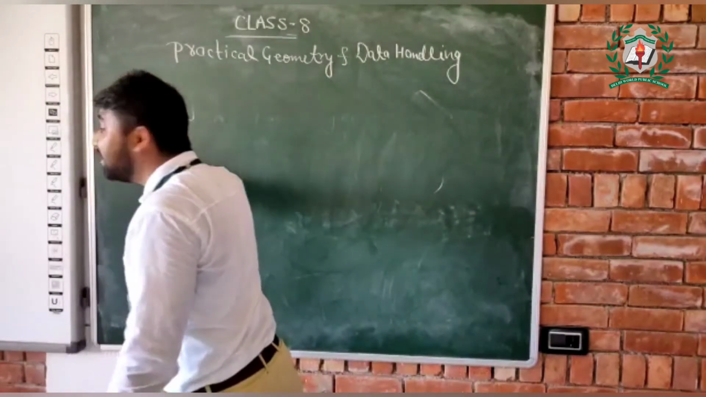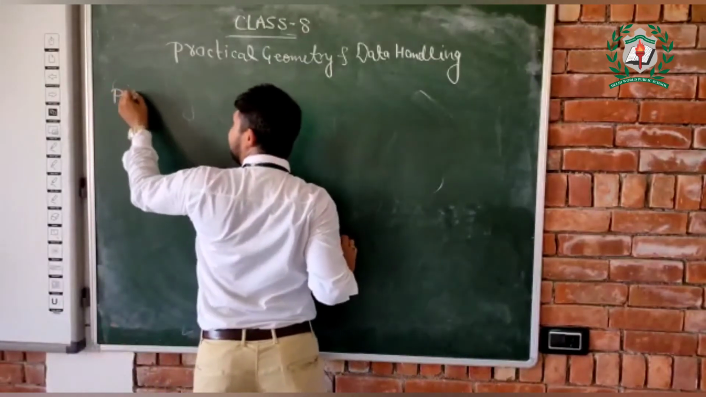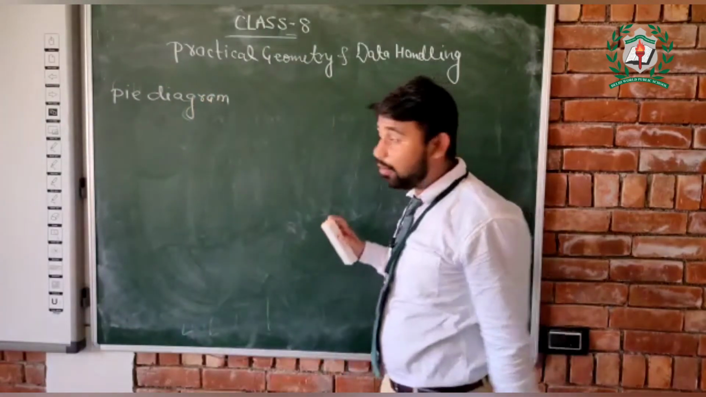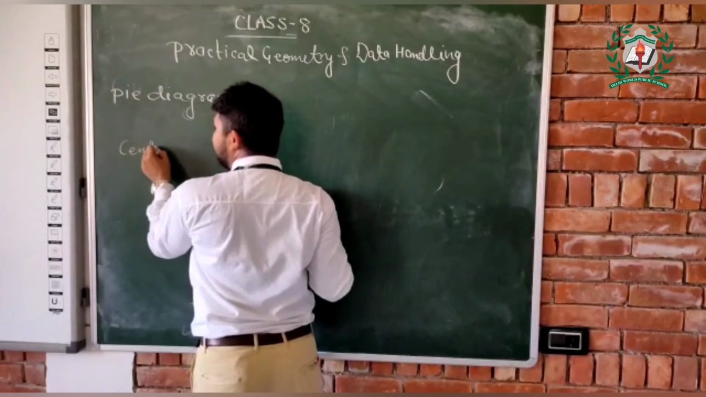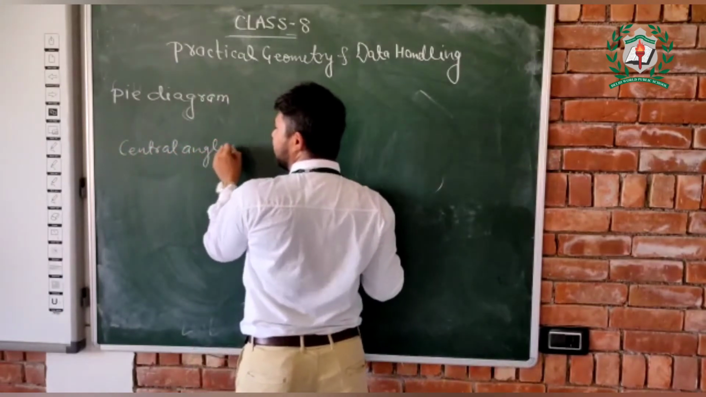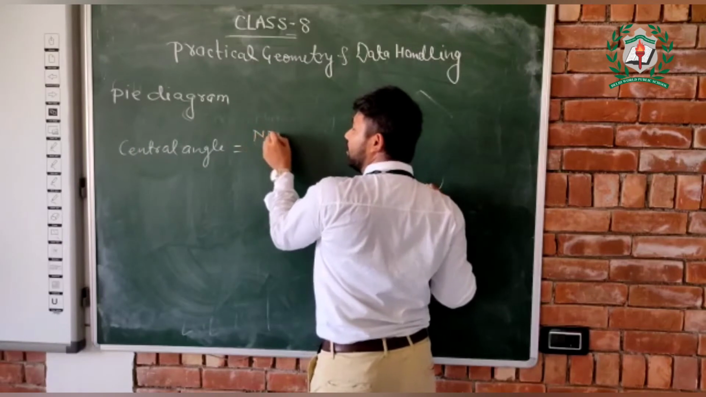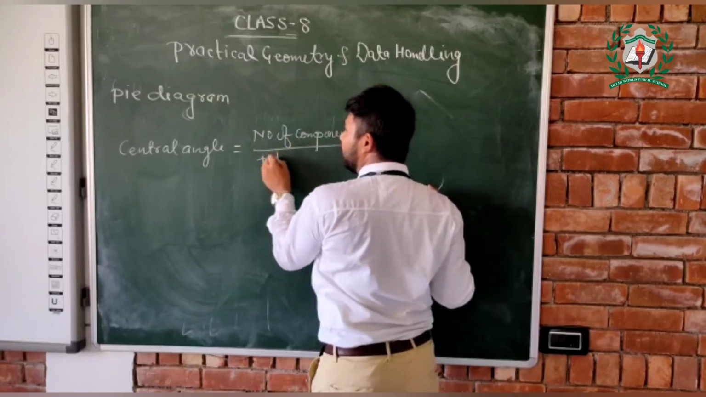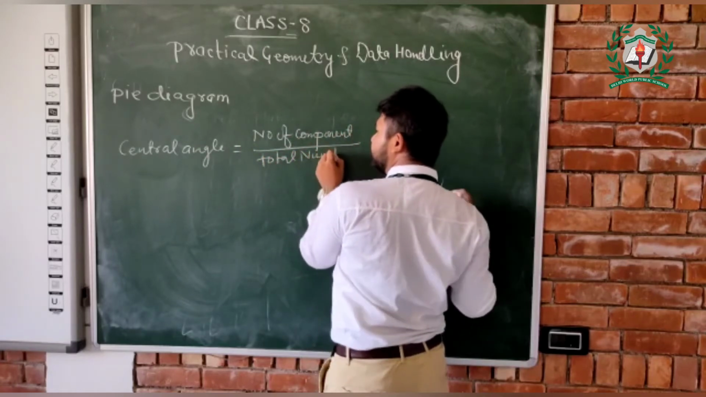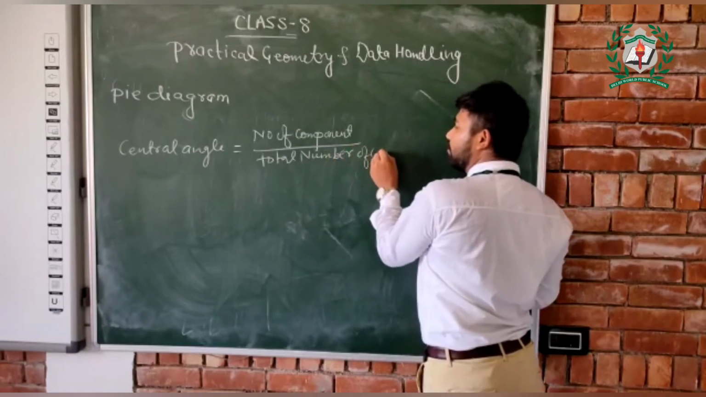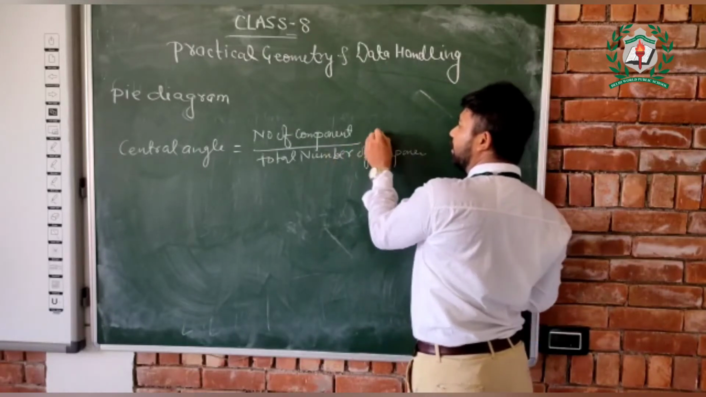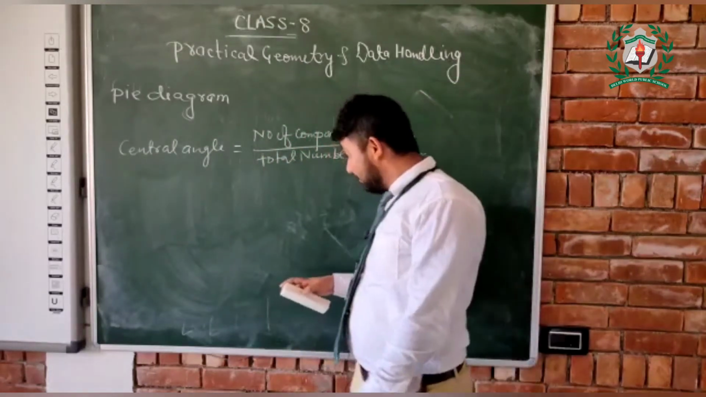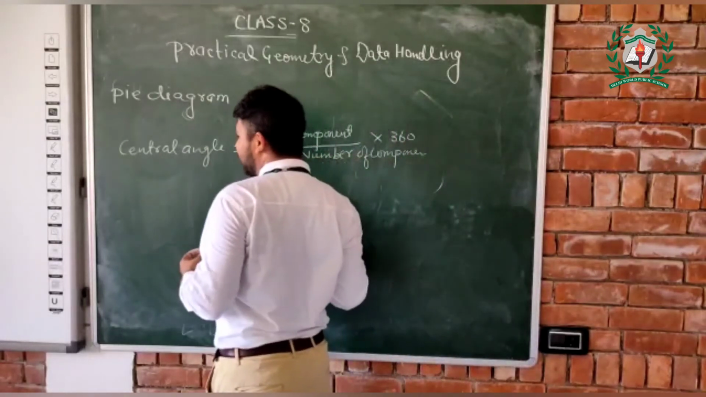If you want to arrange the data in a pie diagram, the first thing you have to understand is the central angle. Central angle is a must. The central angle is the number of components upon the total number of components, into 360. Let's take one example.